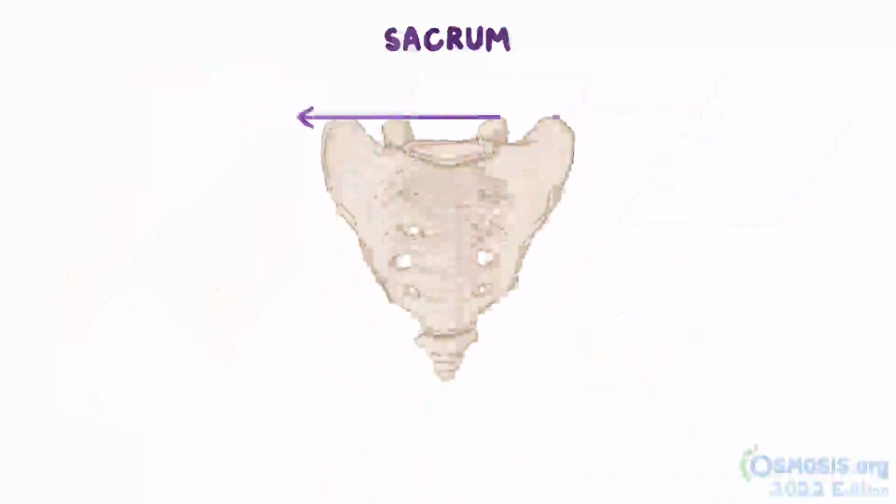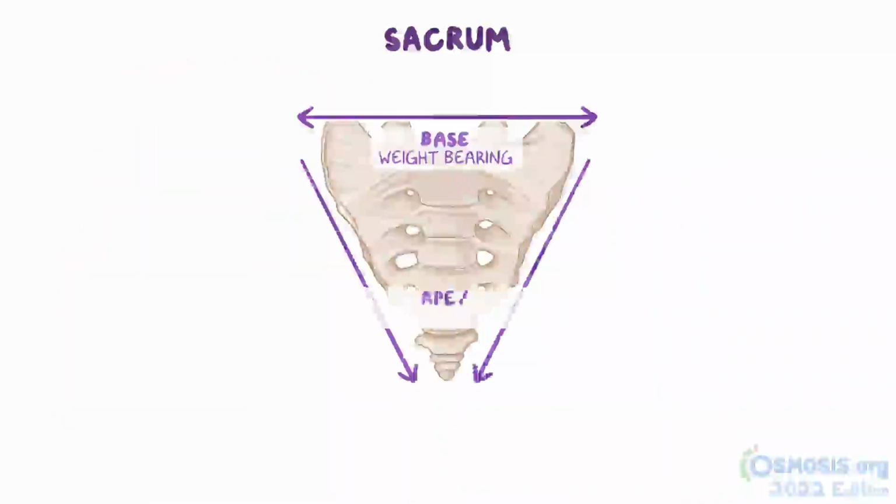The sacrum is thick and wide across its base, where it plays a role in weight bearing, but it tapers down inferiorly towards its apex, where it does not bear weight.